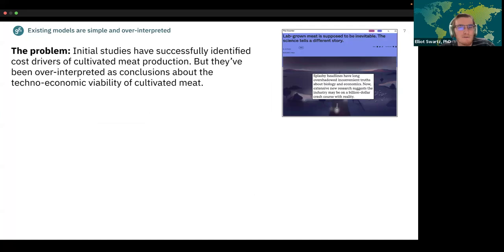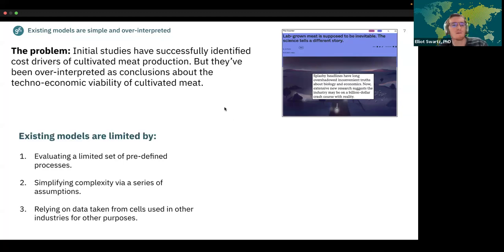So while the existing techno-economic analyses have been very useful in identifying the cost drivers of cultivated meat production, the media, the bioreactors, the overall infrastructure, they've kind of been overinterpreted as conclusions about the techno-economic viability of cultivated meat. And the truth is that existing models do have several limitations. Most of them evaluate just a limited set of a predefined process. And so there's a lot of different bioreactor types being used in the industry, a lot of different modes of operation that are possible, scales of operation. A lot of these just haven't simply been analyzed.